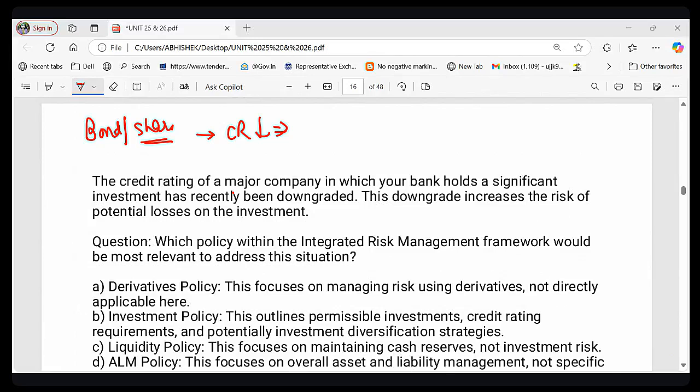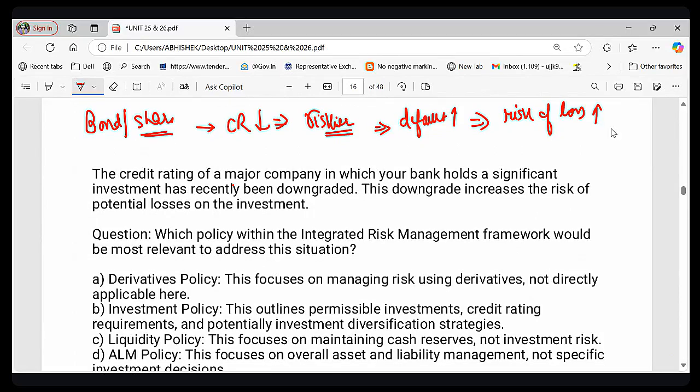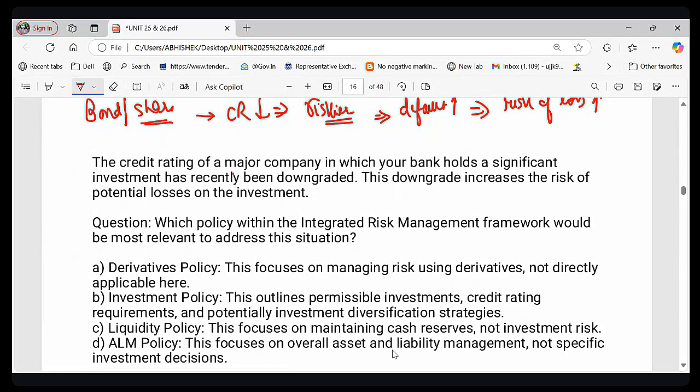The credit rating, आपको पता है credit rating क्या होता है? When the credit rating gets downgraded, it means that the company is now seen as riskier, which increases the chance that it might default. So this increases the risk of loss on your bank investment. So the question is, which policy handles this situation? Is it derivative policy, investment policy, liquidity policy, और ALM policy?